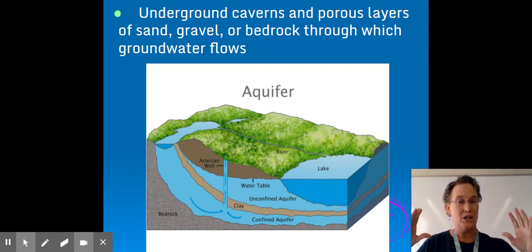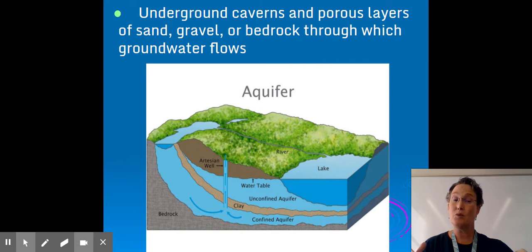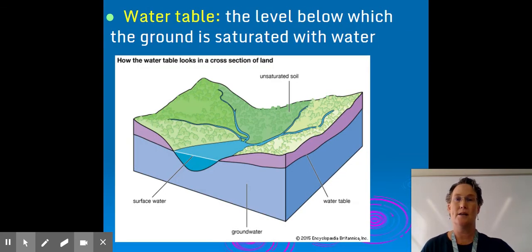Okay, so aquifers often are misunderstood, like a swimming pool underground. It doesn't fill up like a swimming pool. It fills up like a sponge. That's a better way to look at it. So aquifers are very important.